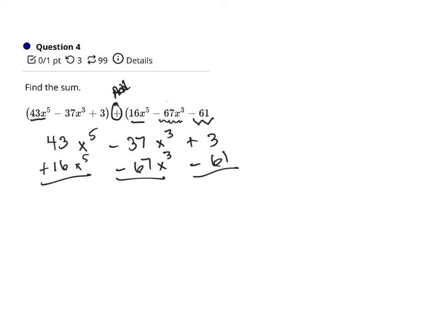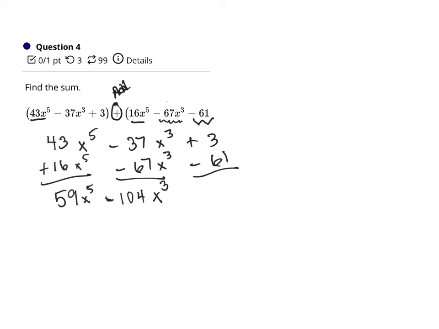So now I'm going to combine these columns. Now remember, when you add and subtract, you just add and subtract the coefficients and you rewrite the variable and exponent. So 43 plus 16 is 59. Rewrite x to the 5th. Now when you multiply and divide, the exponent changes, but when you add and subtract, it doesn't. So right here, negative 37x cubed minus 67x cubed, signs are alike. So we add and keep the common sign, so that's a negative. And that's 104x cubed, keep the x cubed. Double check our math, 14 carry the ones, 104.